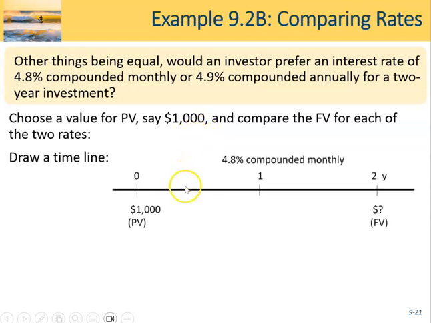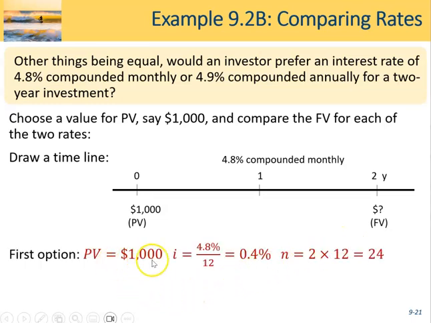Okay, so if you draw a timeline, I find especially for investment options and time value of money, literally drawing a timeline often helps. So we're looking at our first option, 4.8% compounded monthly. So we want the present value at time 0, $1,000. And we have year 1 and we have year 2, and we want to know at year 2 what the future value is going to be.